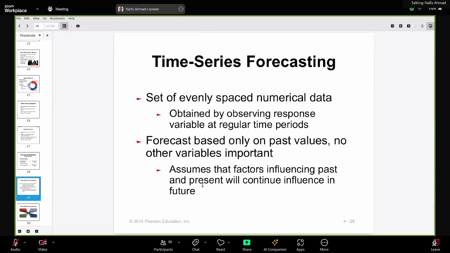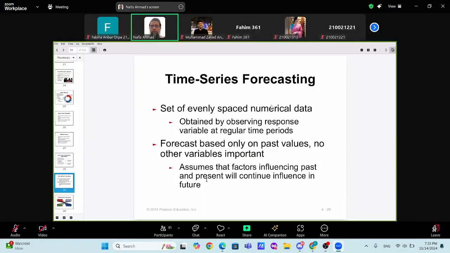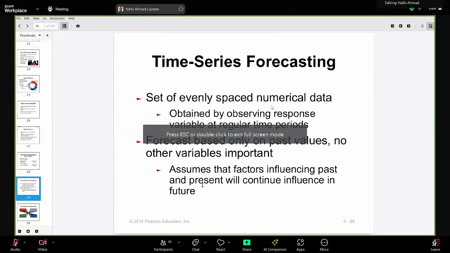In case of time series forecasting, a set of evenly spaced numerical data is used, obtained by observing the response variable at regular time intervals. Say, for example, a normal shop owner collects his sales records daily. Based on those sales records, he always purchases items to replenish the inventory and satisfy the customer need.